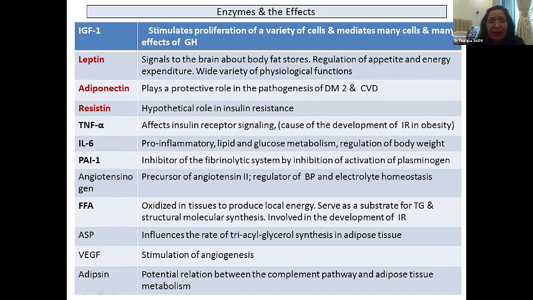Angiotensinogen is a precursor of angiotensin 2. Then free fatty acids, which are oxidized in tissues to produce local energy. ASP, which influences the rate of triacylglycerol, that is TAG, synthesis in the adipose tissue. VEGF stimulates angiogenesis, and adipsin suggests a potential relation between the complement pathways and adipose tissue metabolism. So these are not so common, but the ones that are highlighted in black are all the inflammatory cytokines, and these three we have read in detail.